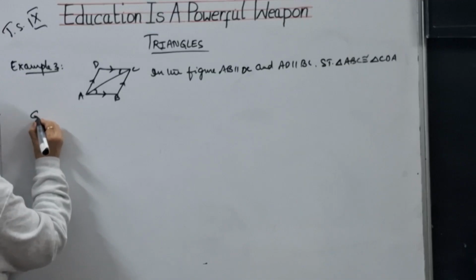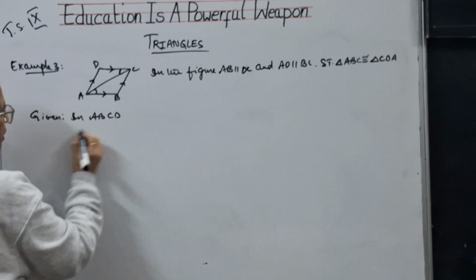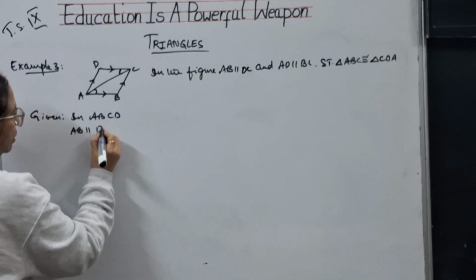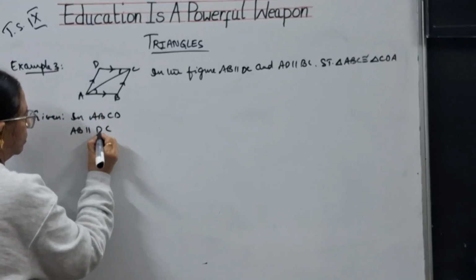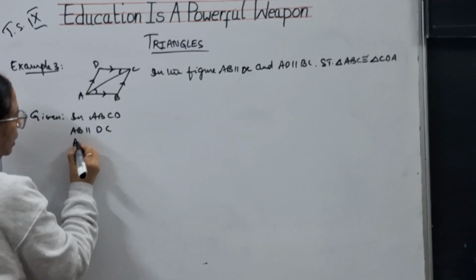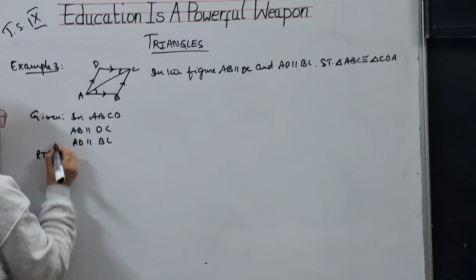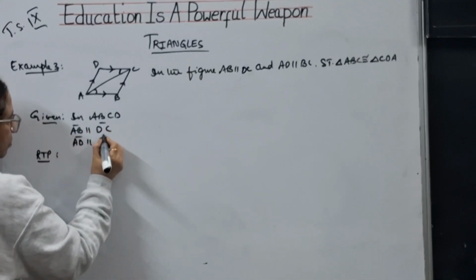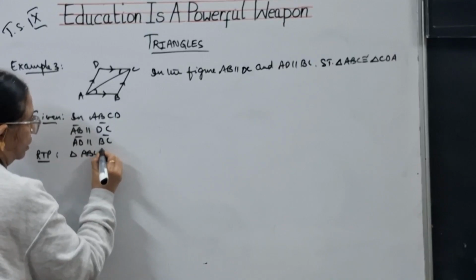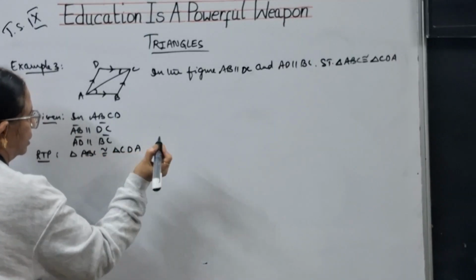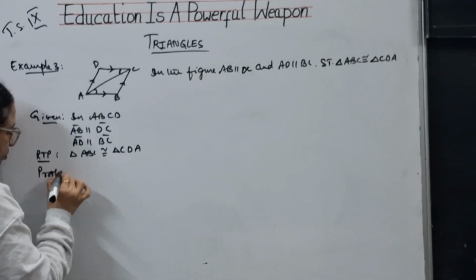So what is given to us? It is given that in ABCD, AB is parallel to DC and AD is parallel to BC. This is given to us. And what is RTP? These are line segments indicated, children. We have to prove that triangle ABC is congruent to triangle CDA. This is what you need to prove. Now here, let us see the proof. How can you prove?